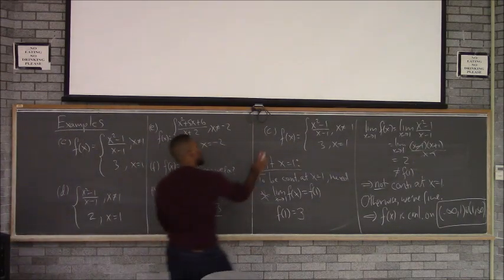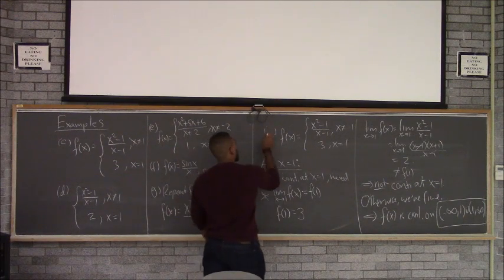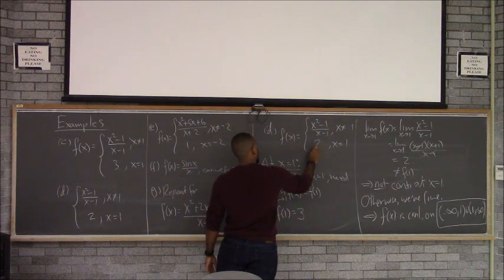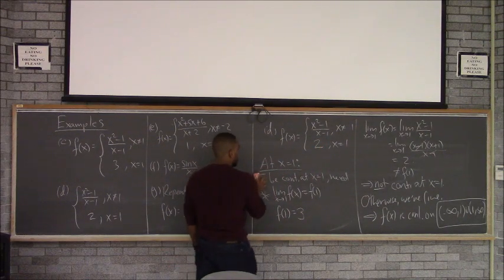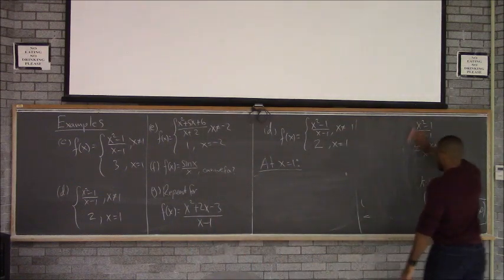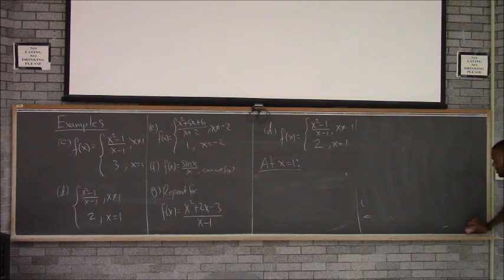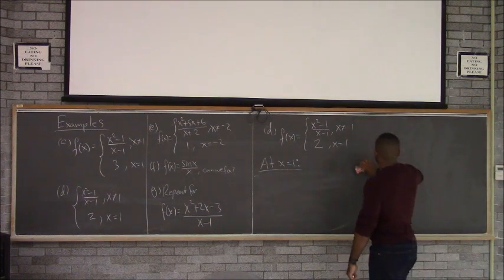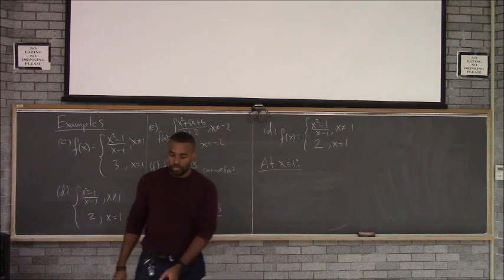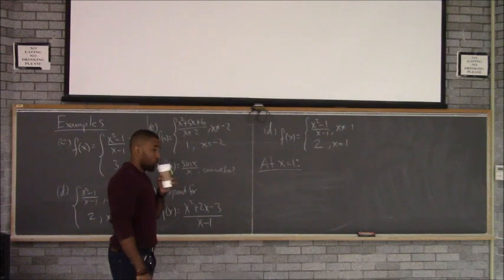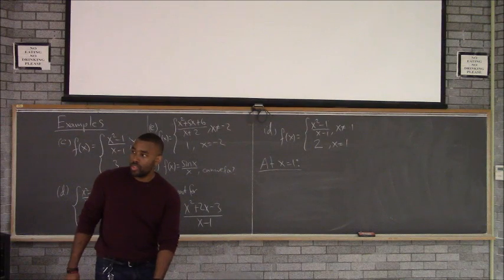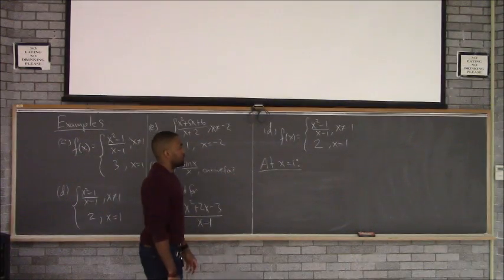Okay, so in D, pretty much the same thing. Just made a small tweak. I made that 2. So how is this going to change things? What is the answer now? Continuous where? The limit of f of x.